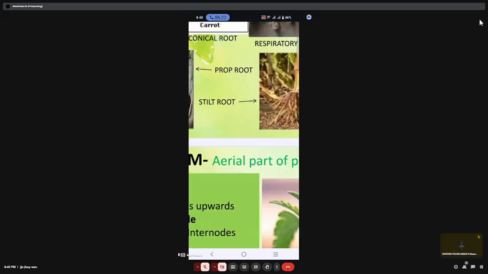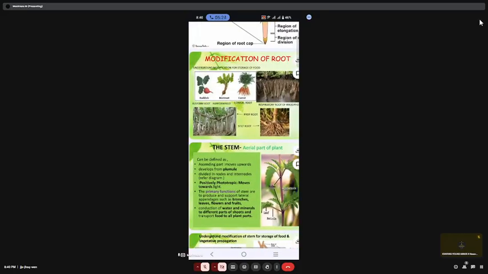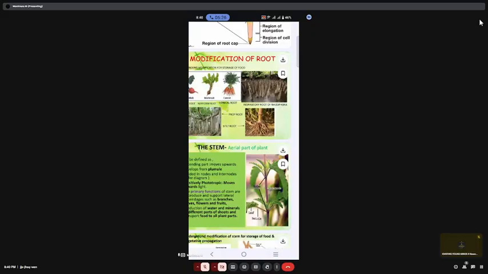So this is about the root system. Finally, the topic is the function of root. We already know the functions: anchorage, absorption of water and minerals, holding the plant properly, making the plant stand erect, and protecting against soil erosion. These are the general functions of the root.